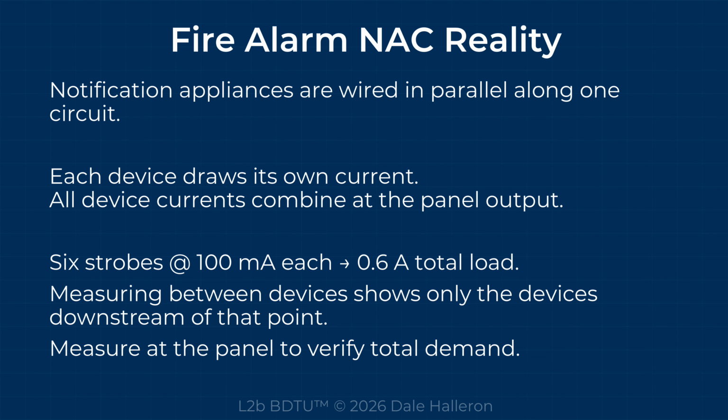A fire alarm NAC circuit reality. Notification appliances are wired in parallel along one circuit. Each device draws its own current. All device currents combine at the panel output. 6 strobes at 100 milliamps each, or 0.1 amps, is 0.6 amps total, or 600 milliamps. Measuring between devices shows only the devices downstream of that point. Measure at the panel to verify total demand.